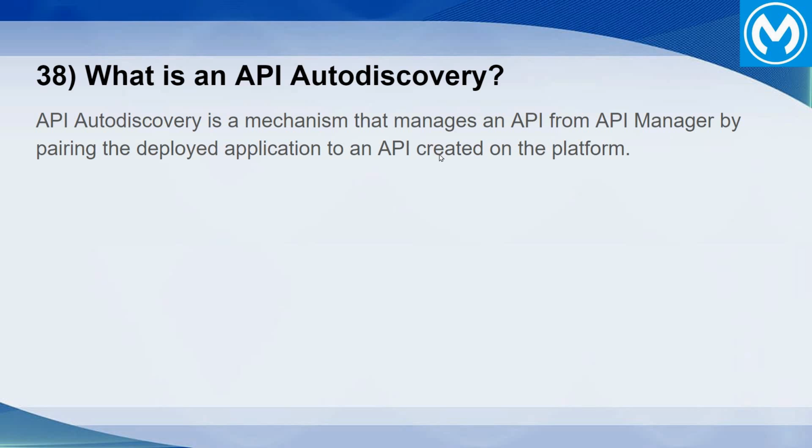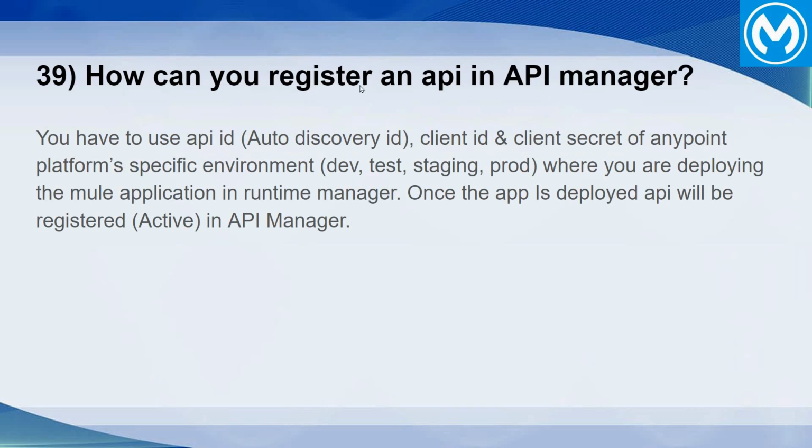Okay. And how can you register an API in API manager? So this is one of the interview questions. It is very similar or close to the previous question. So yeah, you have to use API ID and the client ID and client secret of the Anypoint platform specific environment.